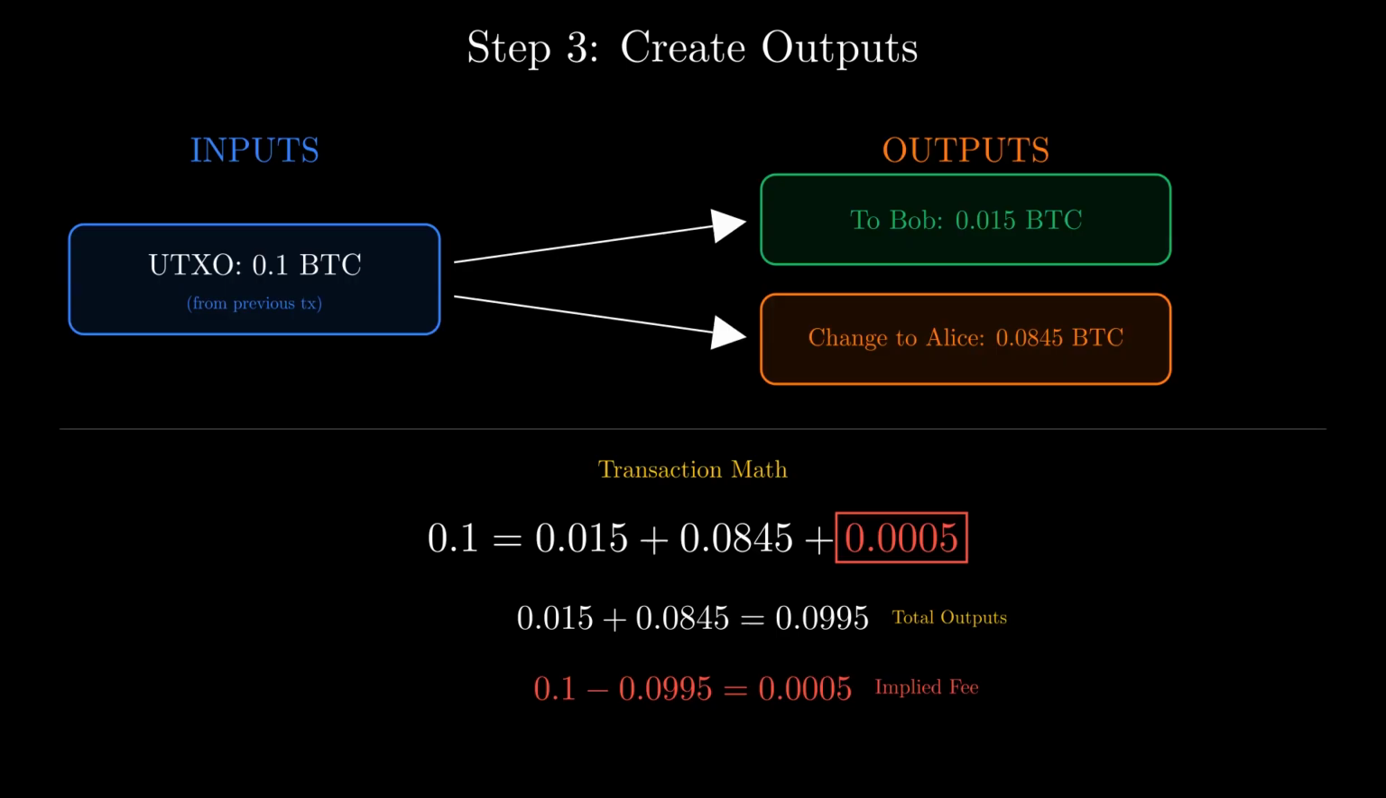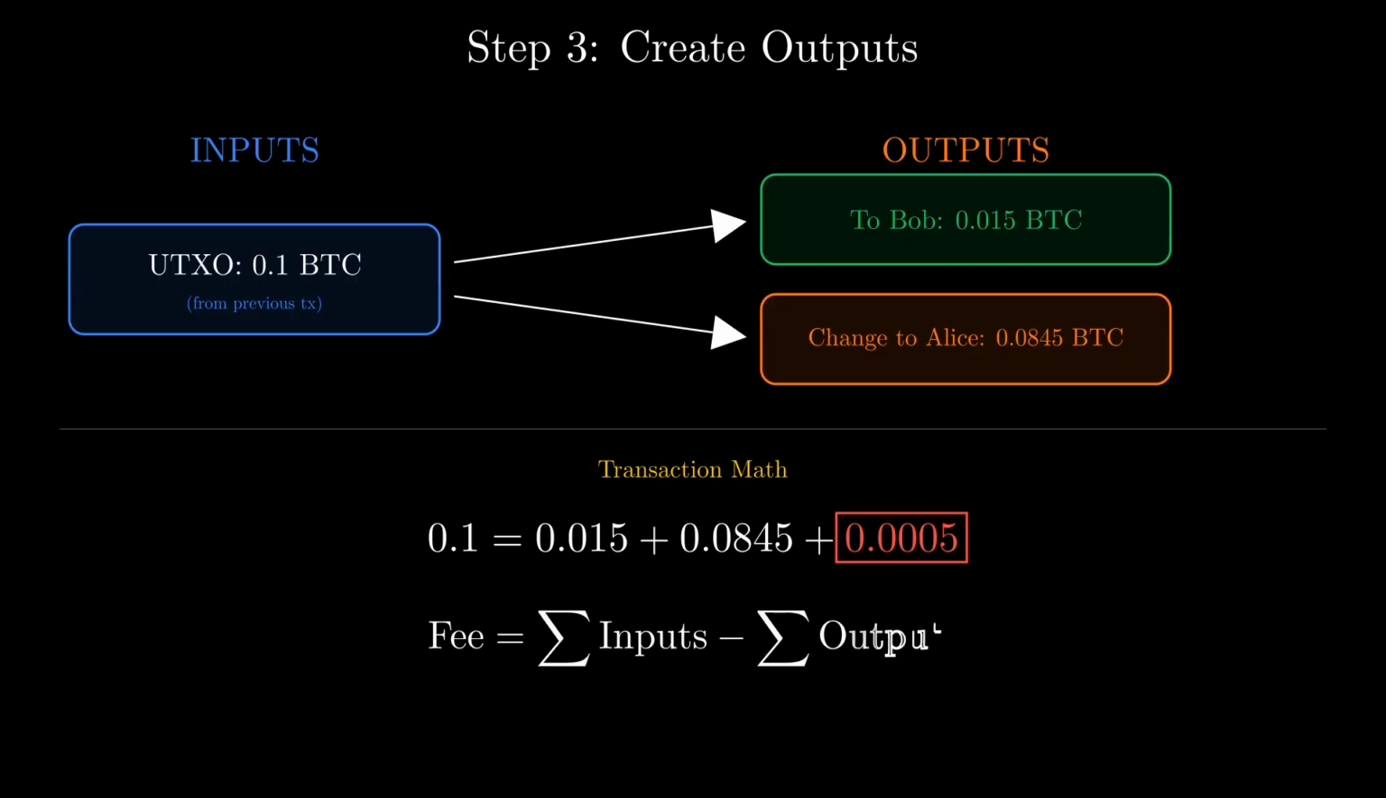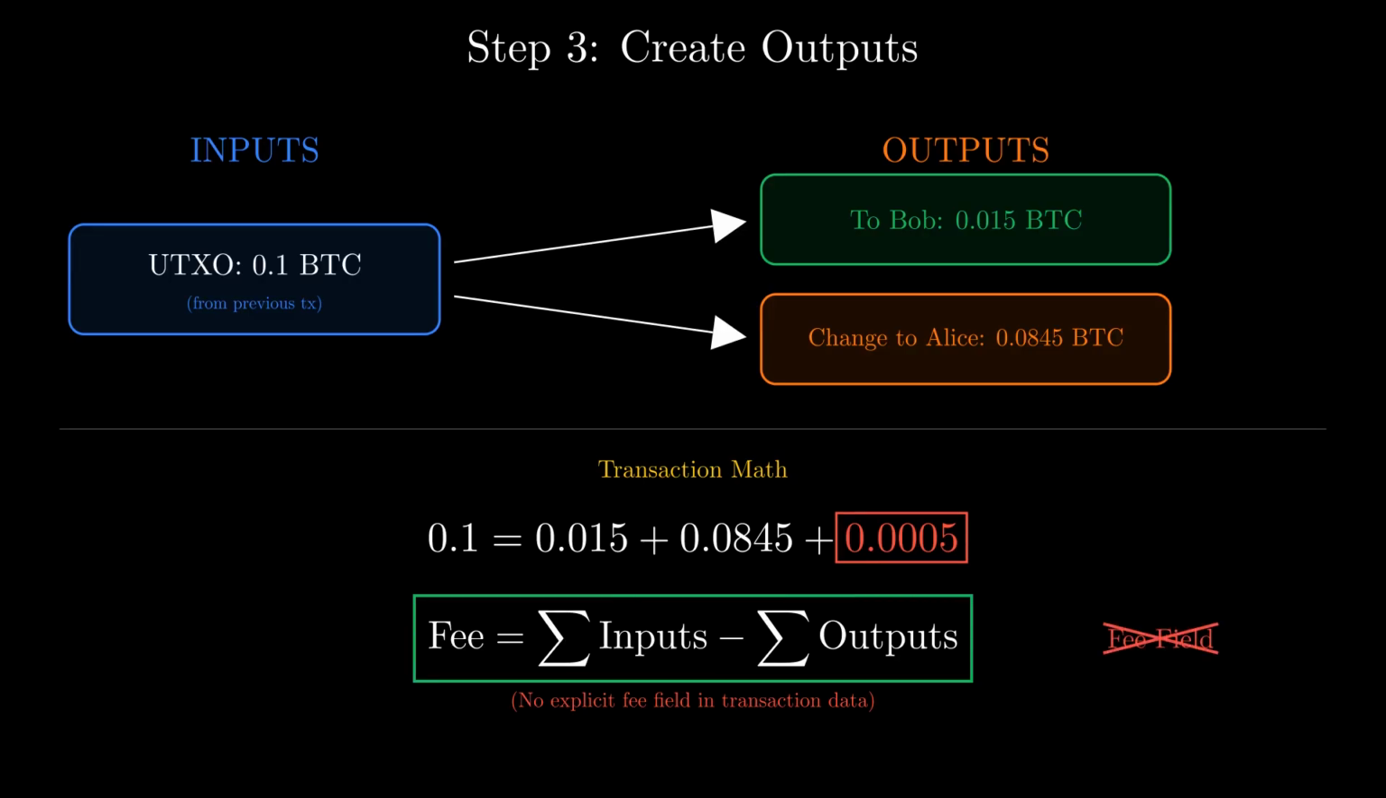The fee is never stated explicitly. There is no fee field anywhere in the transaction data. Instead, the fee is implied. It equals total inputs minus total outputs. Whatever amount is left over after the outputs, the miners collect as their fee. Alice's transaction is complete, signed, sealed, ready. But it still sits on her device, time to broadcast.